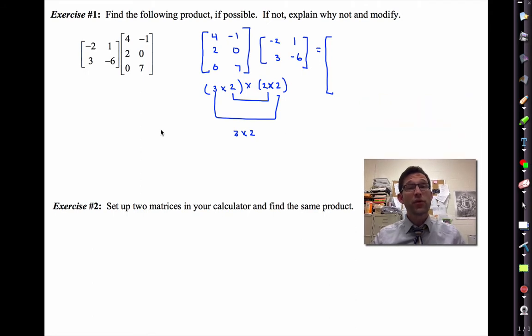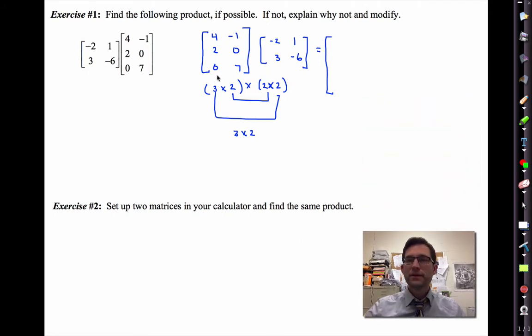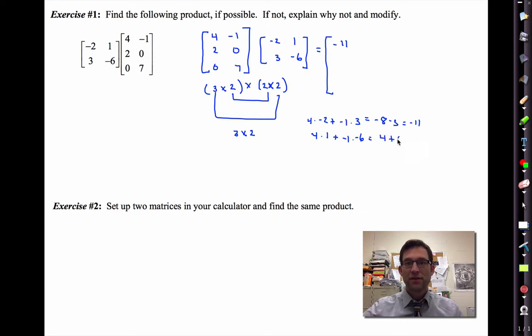All right, let's run through it again. The algorithm is weird, but let's do it. So I'm going to take this row and dot it into this column. So my first entry is going to be 4 times -2 plus -1 times 3. It's going to give me -8 minus 3, which is -11. Then I'm going to take this row and dot it into this column. So it's going to be 4 times 1 plus -1 times -6. That's 4 plus 6, and that's 10.